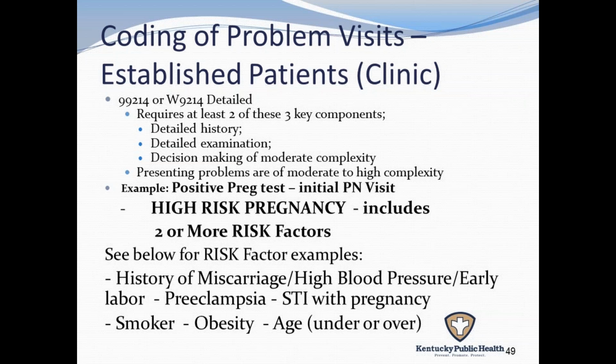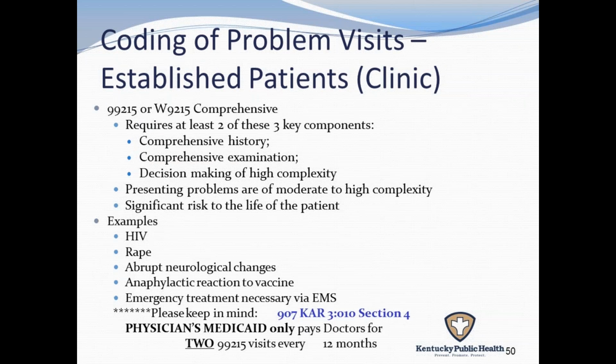That would be like your history of miscarriage, high blood pressure, early labor, preeclampsia, STI with pregnancy, or STD with pregnancy, however you want to say that, your smokers, obesity, and then your age, over or under. So all these are risk factors. If you have 2 or more of those documented in your notes, then you can code to the detailed level.